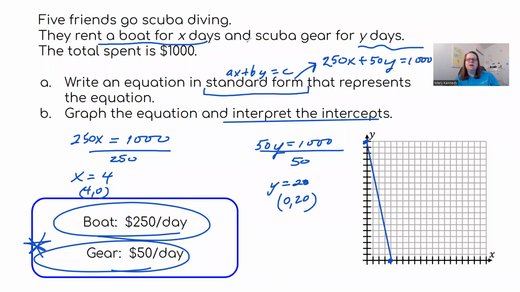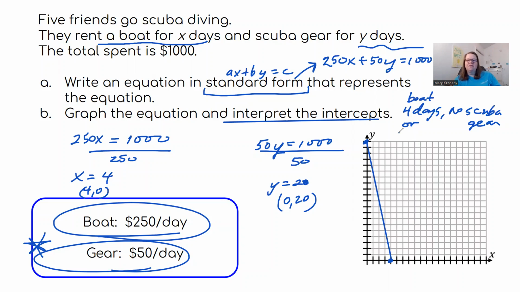Remember that x was the number of days that we rent the boat for. So that means we could rent the boat for 4 days with no scuba gear. So that is possible. That would spend the full $1,000. 4 days times $250 a day, that's $1,000. Or, let me be more specific, boat for 4 days, no scuba gear.